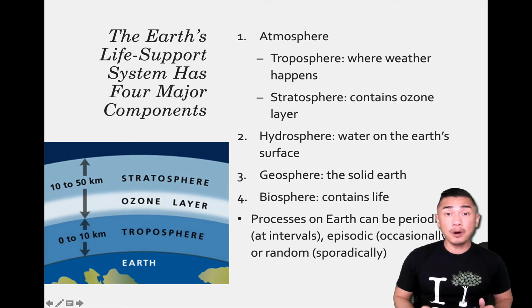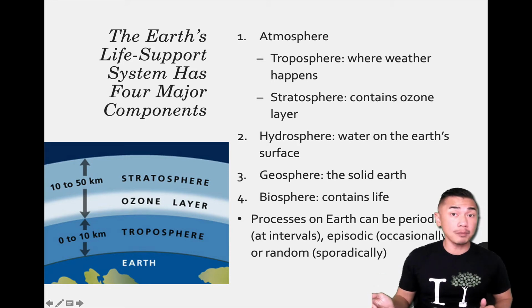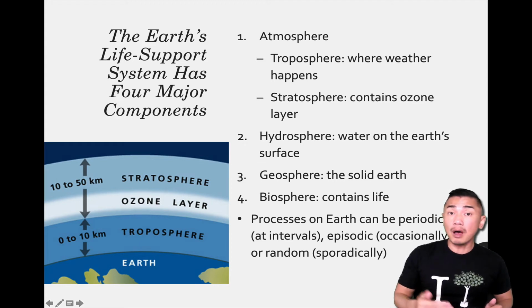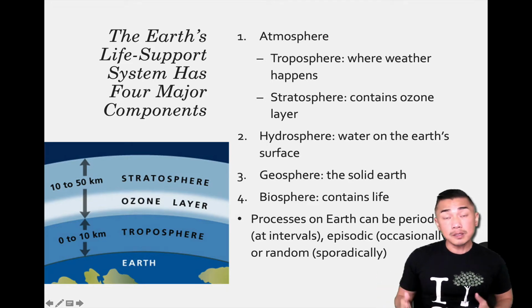Two significant parts of the atmosphere are the troposphere, which is the layer closest to the surface of the Earth and where all weather happens, and the stratosphere, which contains the ozone layer that blocks much ultraviolet light from hitting the Earth's surface. The second component is the hydrosphere, which is where all water on the Earth's surface exists. The third component is the geosphere, which is the solid Earth. The last component is the biosphere, and that's all parts of the Earth that contain life.